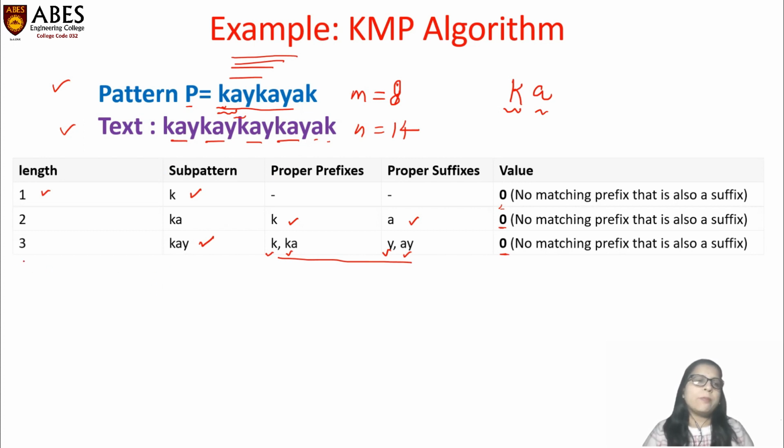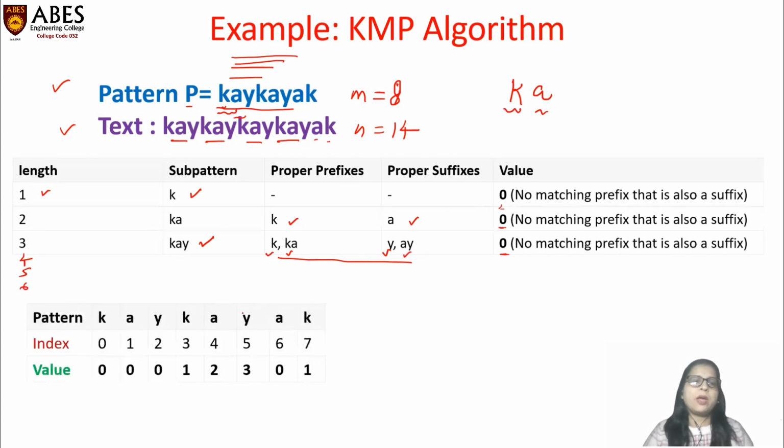So after completing the same step for 4, 5 and 6, we can prepare our prefix table, something like this. So it shows the pattern and indexes of different values and the common of prefix and suffix. So the longest common value of prefix and suffix. So we see for earlier sizes 1, 2 and 3, the values are 0. So that is written here.